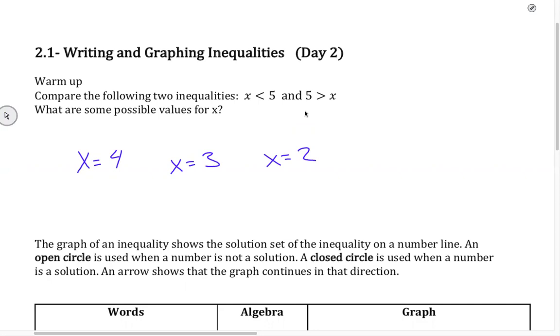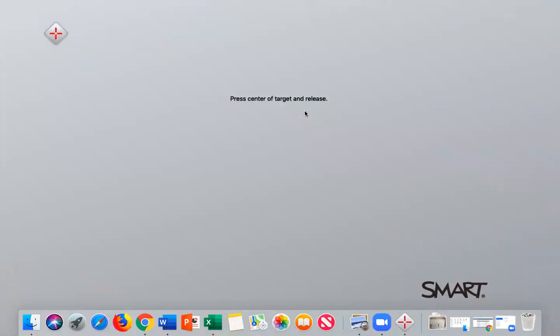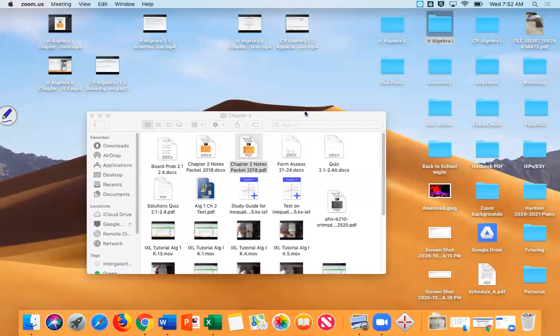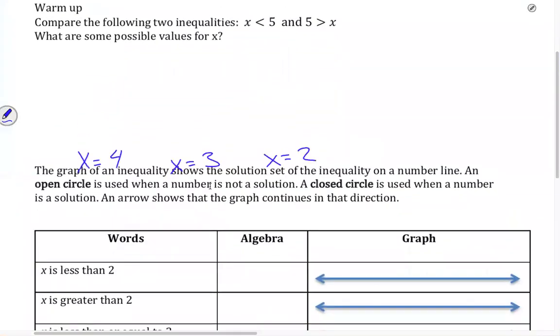Because then I have to align my board. Apparently this is really off. All right.